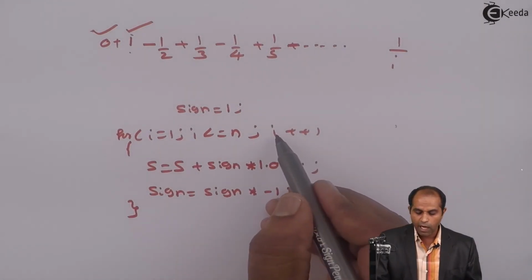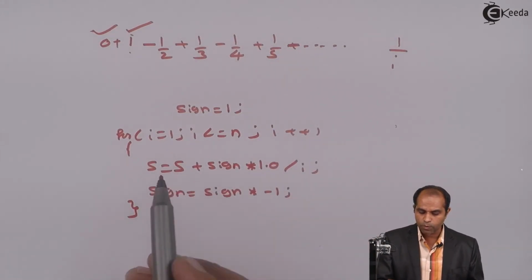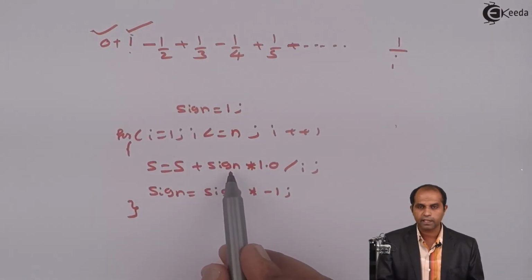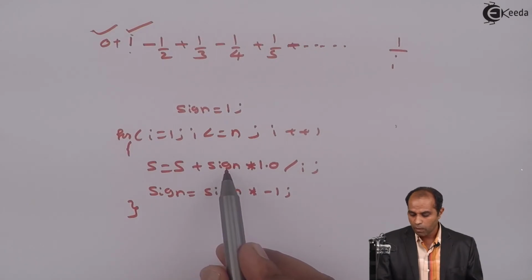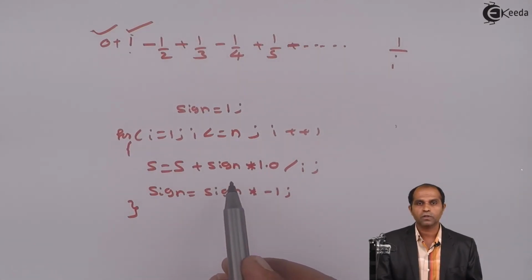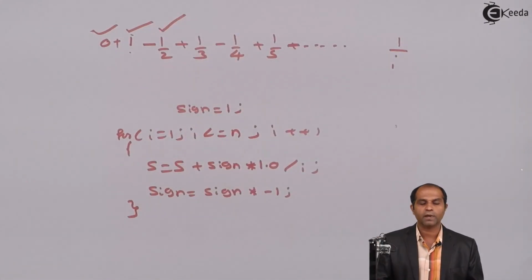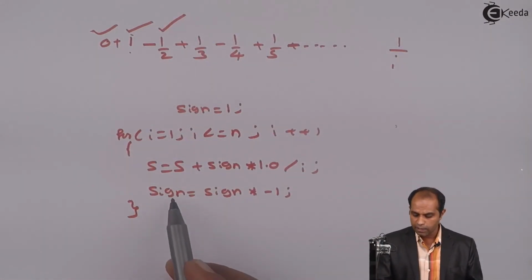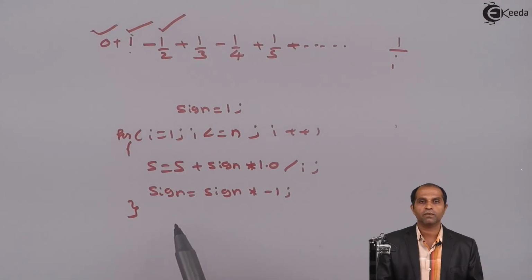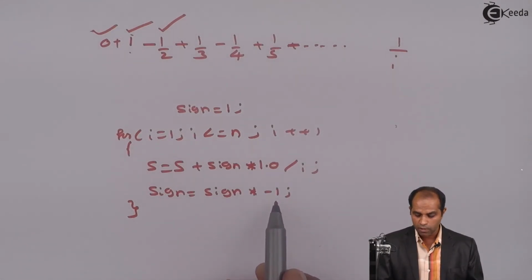Go back, i becomes 2. s equals s plus, the previous value of s plus sign. Sign is minus 1. Minus 1 asterisk 1.0, that is minus 1.0 by i. So minus 1.0 by i is minus 1 by 2. After that, sign equals sign into minus 1. What is the value of sign? Minus 1. Minus 1 into minus 1 is plus 1.